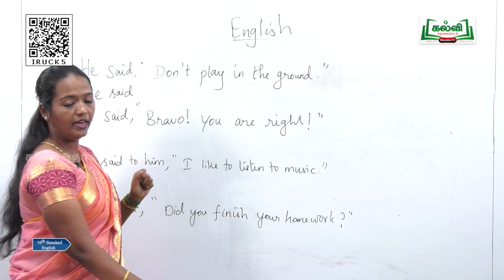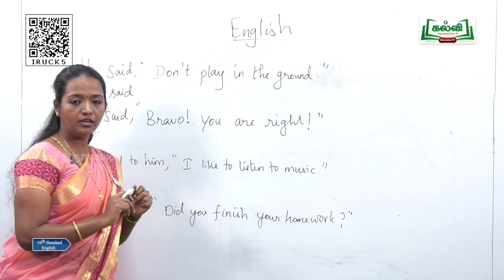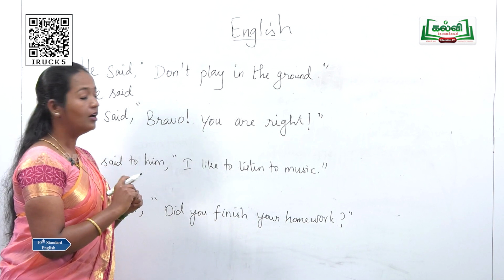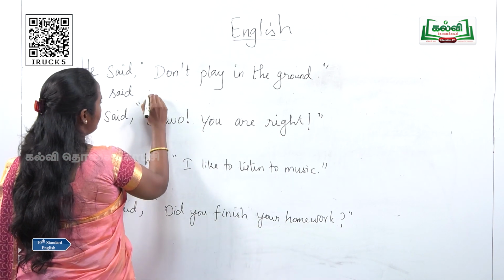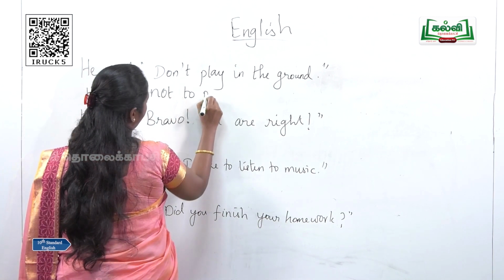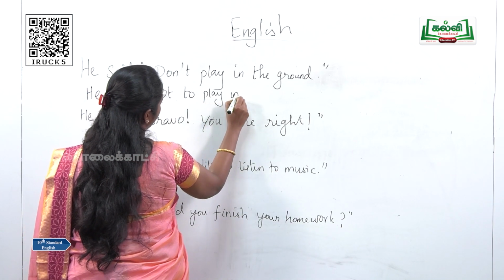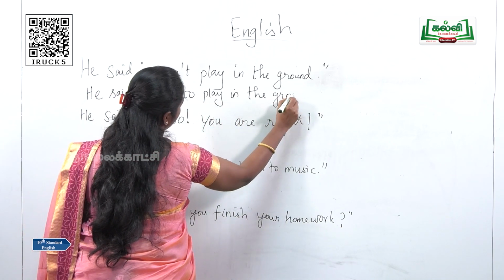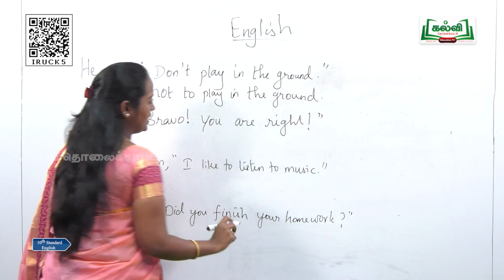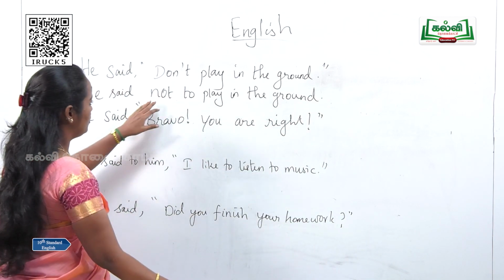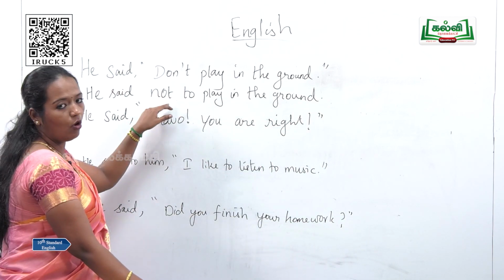So it is in the negative case. So what kind of a linker should I use? To or not to? Good, not to. He said not to play in the ground. So when it comes to imperative sentence, it is very easy. You are only going to use to or not to.